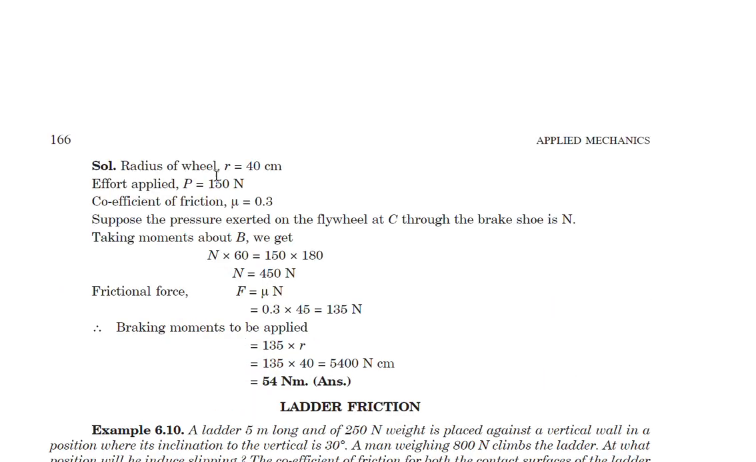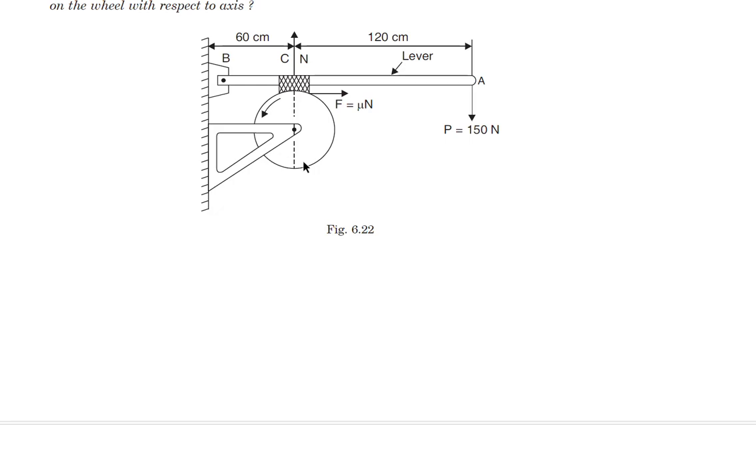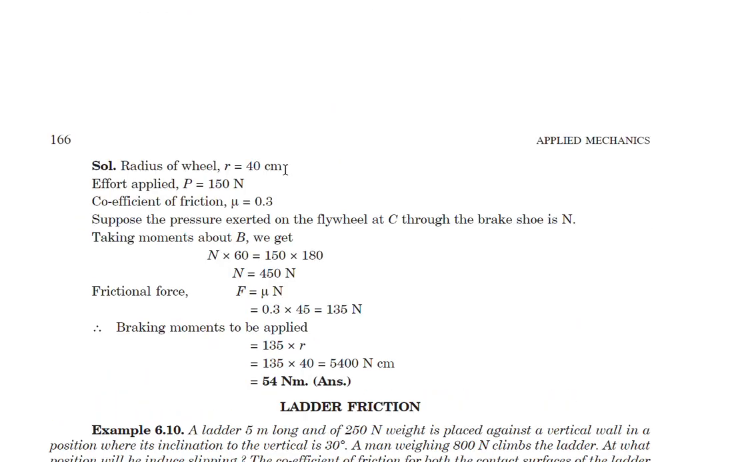So radius of the wheel is 40 centimeter, it is given. We have to find out the braking force required. So effort applied at point A is 150 Newton, mu is 0.3.